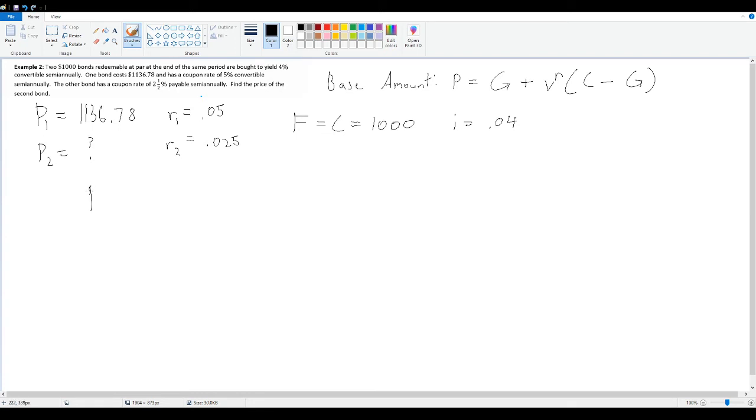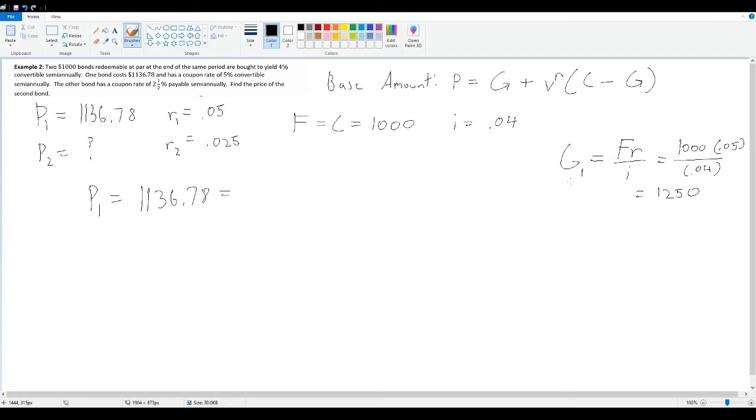P1 to find what v^n is. To find G, I'm going to be using G equals F r over i. F is going to be 1,000. I'll also denote this as G1 because it's for the first bond. So it's 1,000 times the coupon rate, which is 5%, over the interest rate, which is 4%, and that gives us G1 equal to 1,250.